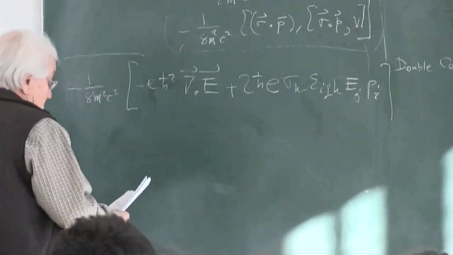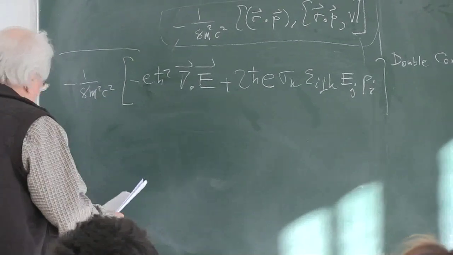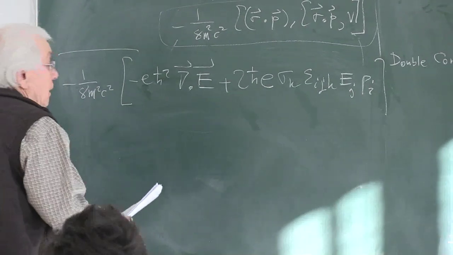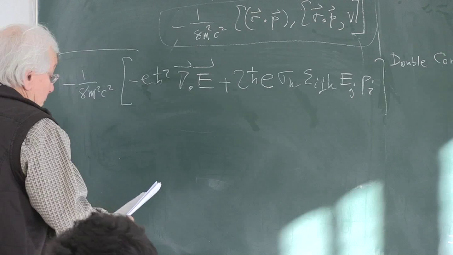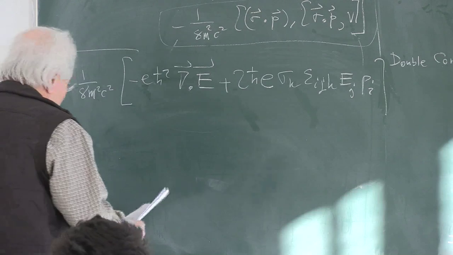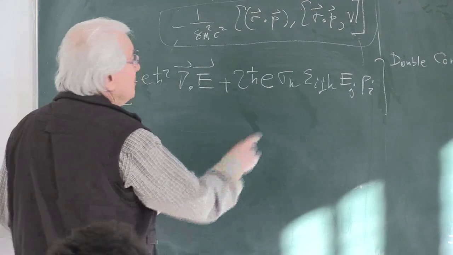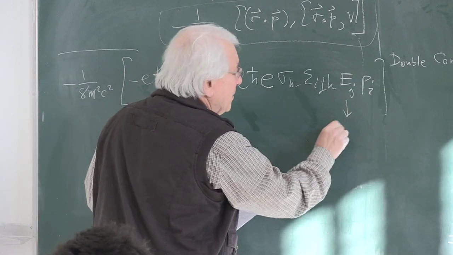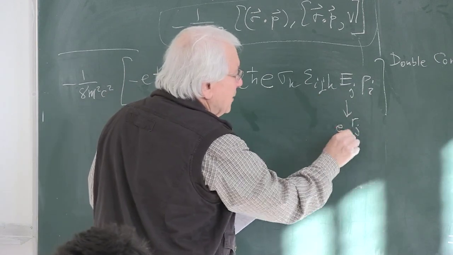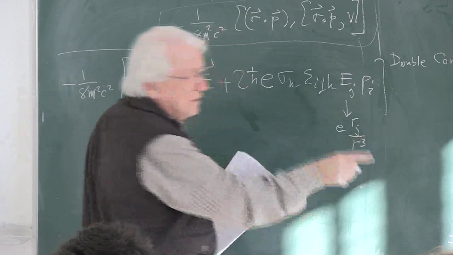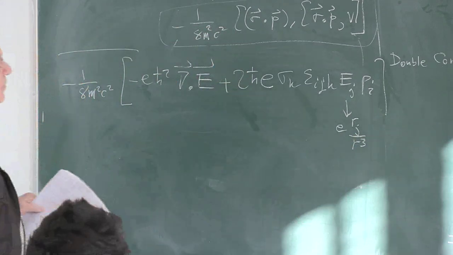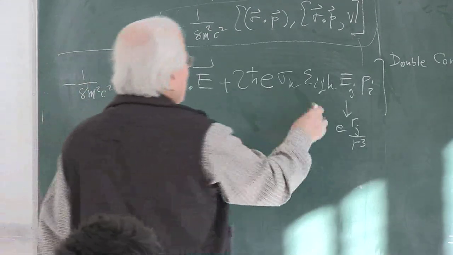All right. What is the E_j that I have computed up? E_j that I have computed up is E times r_j divided by r cubed, correct? I have done it already. So what do I have in here?